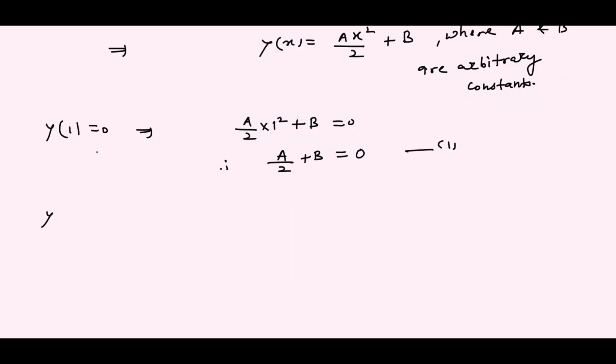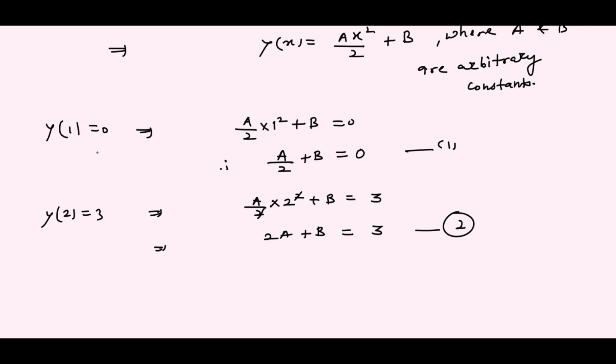Further use the second condition, y of 2 is equal to 3. Then we have a by 2 multiplied to 2 square plus b is equal to 3. So now from here 2 gets canceled out. 2 times a plus b is equal to 3. That is equation number 2. So now from 1, the value of b is negative a by 2.